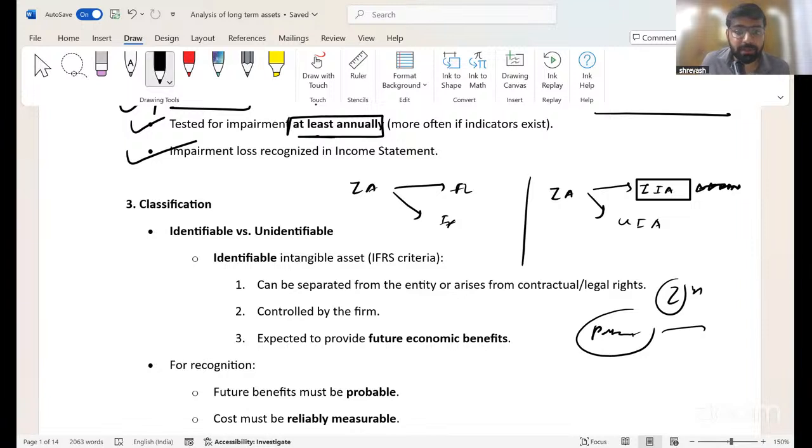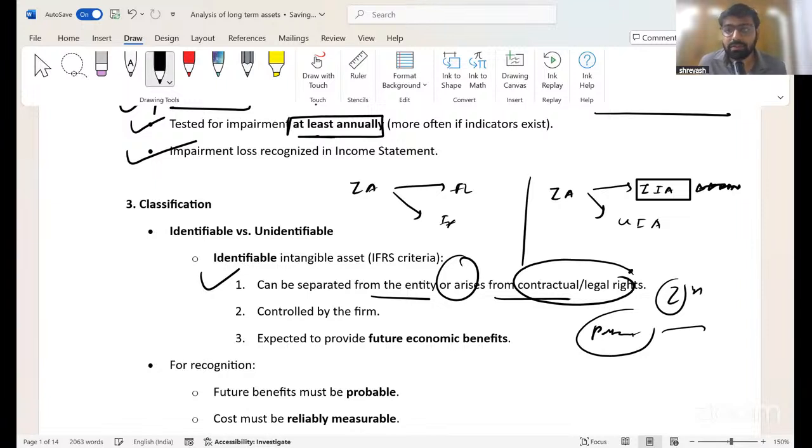So it can be separated from the entity, or it arises as a result of contractual or legal rights. Patent is a legal right. It's a contractual right, and it can be sold separately as well. It can be separated from the entity as well. So, sir, what are we talking about? We are talking about identifiable intangible assets.